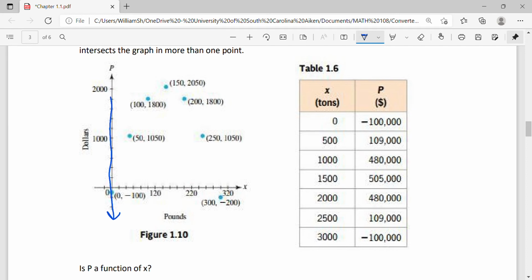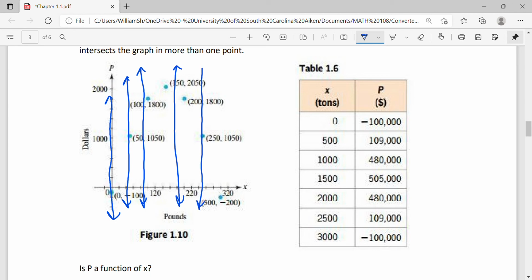If this vertical line only ever hits one point, then it's a function. You can draw a vertical line anywhere on the graph. It doesn't even have to go to an actual point, but it can hit no more than one point. So any vertical line I draw here on this graph is only ever going to hit at most one point. Therefore, this is a function. Does that make sense? So, is p a function of x? Yes, because it passes the vertical line test.